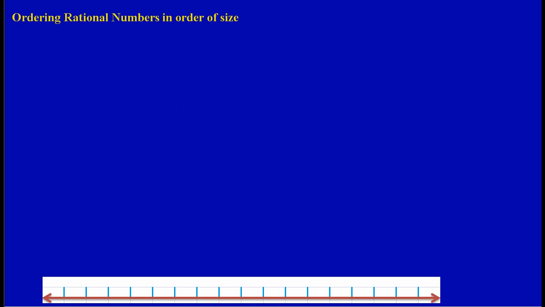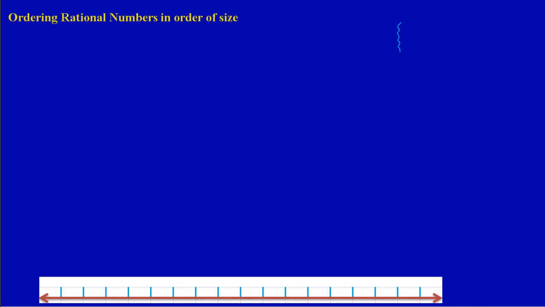Now, before we get into the lesson, let's just do a quick recap on what rational numbers are. Rational numbers are numbers that can be expressed as a decimal or a fraction. For example, we could have 1 over 2, that's a fraction, which is a half. We could have 0.75, that's another rational number. We could have 4, or 11, as rational numbers.